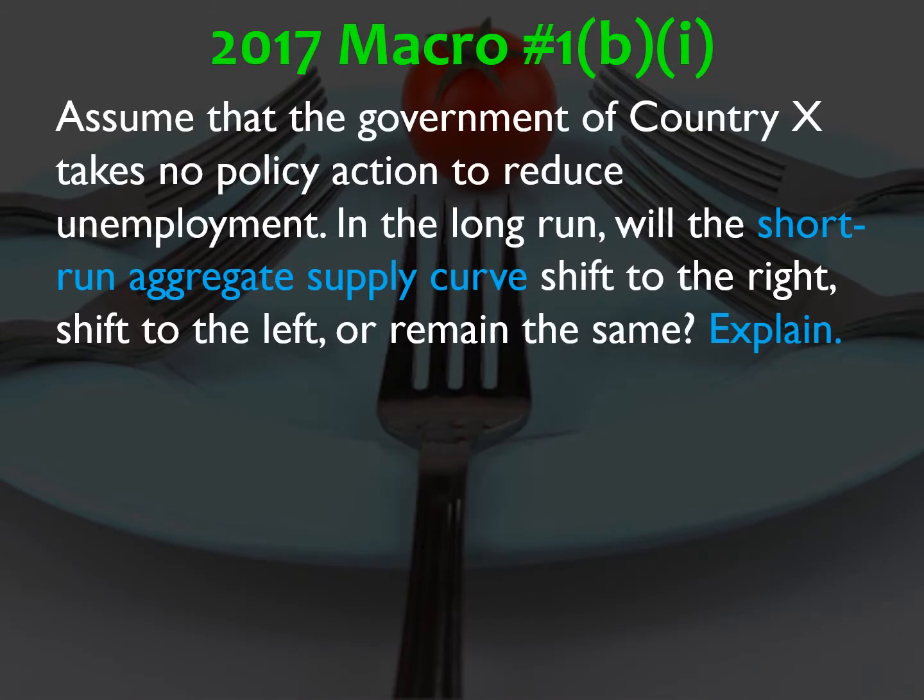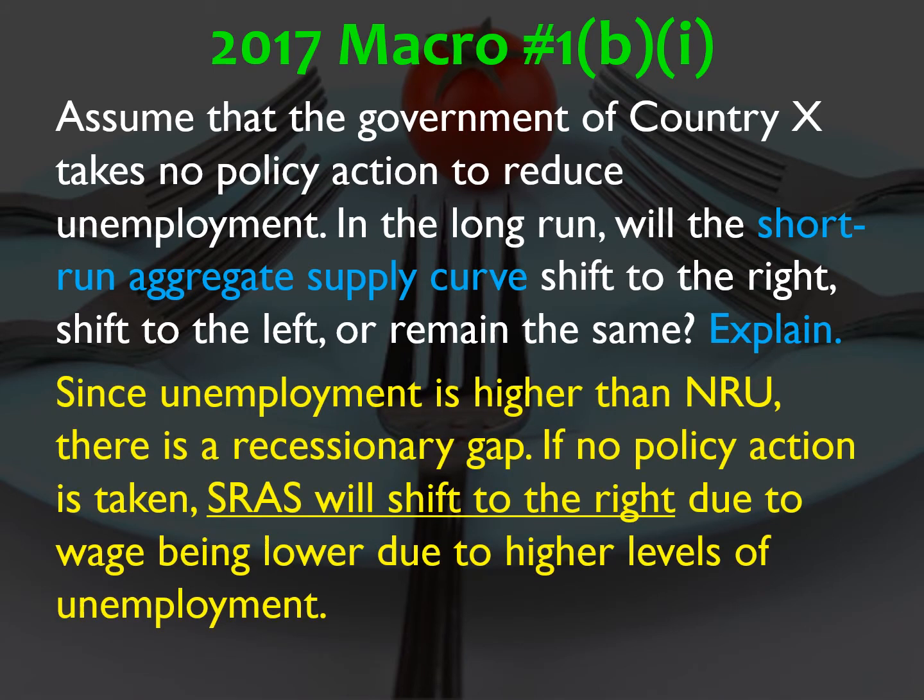Part B, assume that the government of country X takes no policy action to reduce unemployment. In the long run, will the SRAS shift to the right, left, or remain the same? So when unemployment is higher than the natural rate of unemployment, there's going to be a recessionary gap. If the government doesn't do any policy action, SRAS is going to shift back towards full employment. So in this case, since there's a recessionary gap, SRAS will shift to the right.